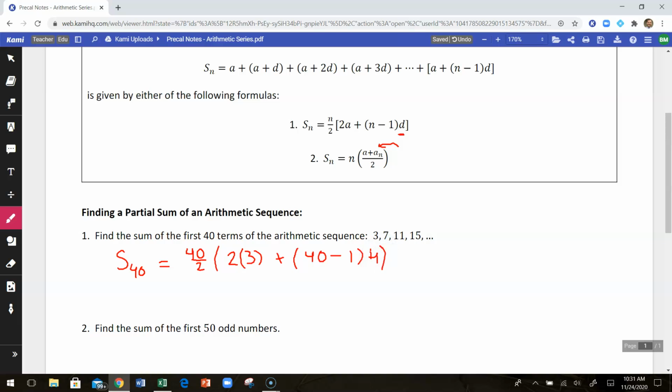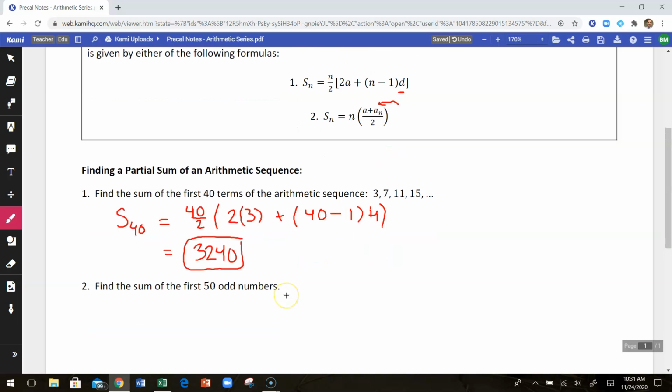At that point, I have just some computation that I would need to work through, which you can use a calculator for. We get 3,240 if we work through that. So that tells me if I continued this out for the first 40 terms of the sequence, and then added all of those numbers together, this is the value that I would get.